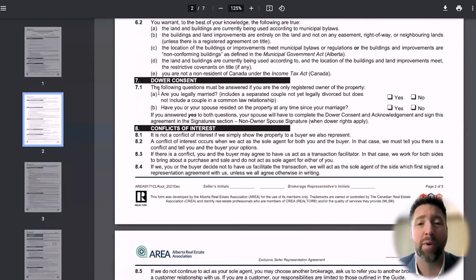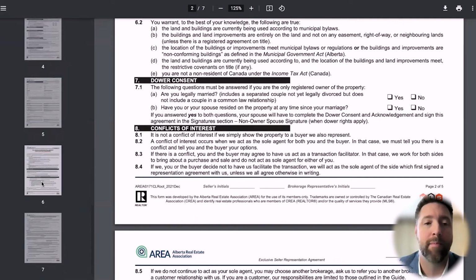Now, this is the important one here. If you answered both yes, your spouse, the non-titled spouse, will have to complete the Dower consent and acknowledgement and sign this agreement in the signature section under non-titled spouse. This means that Dower rights apply. So that's your first most important thing on the listing end.